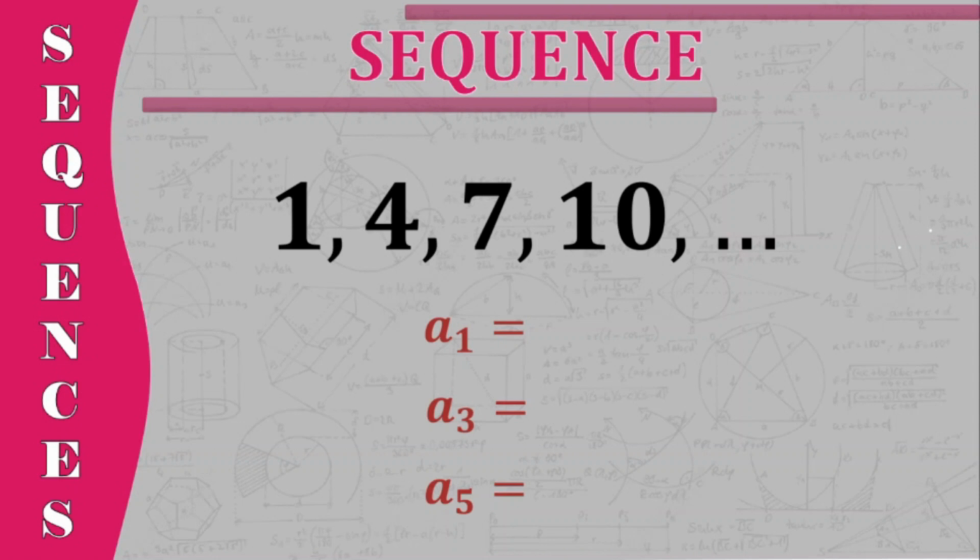A sub 1 is the first term, which is 1. A sub 3 is the third term, therefore, a sub 3 equals 7. Next, what is a sub 5? As you can see based on the pattern, we can get the next term by adding 3. Therefore, a sub 5 is 13.